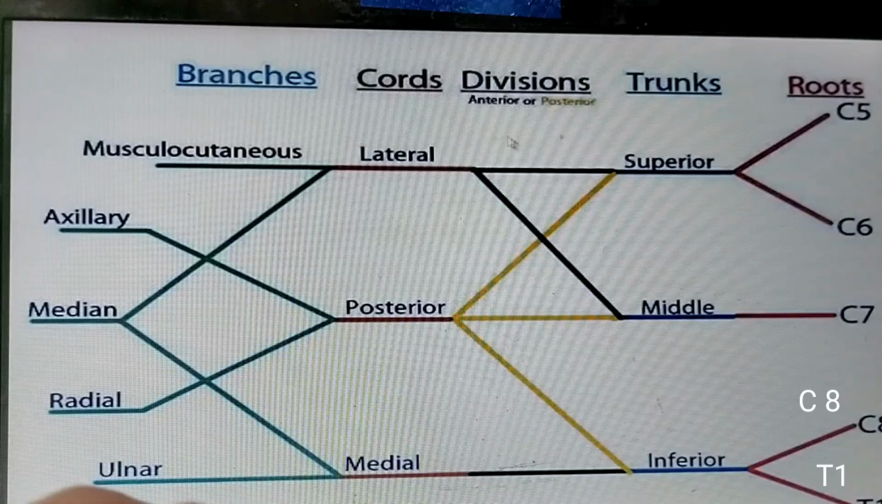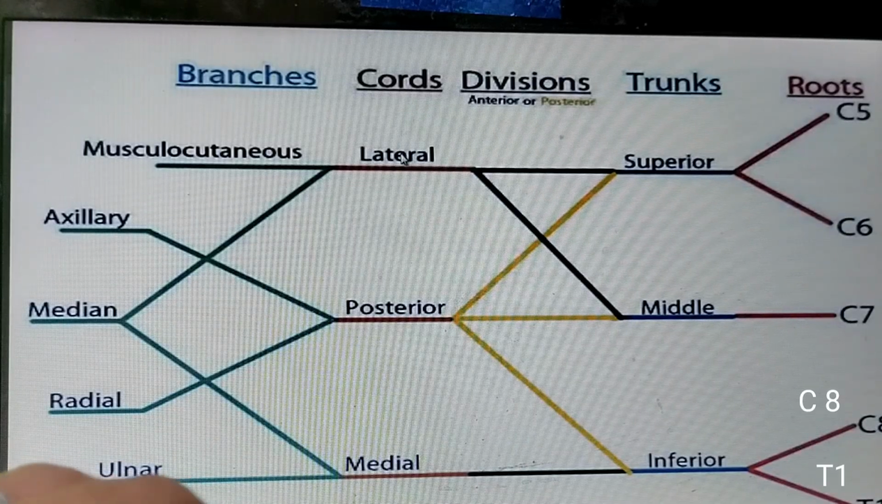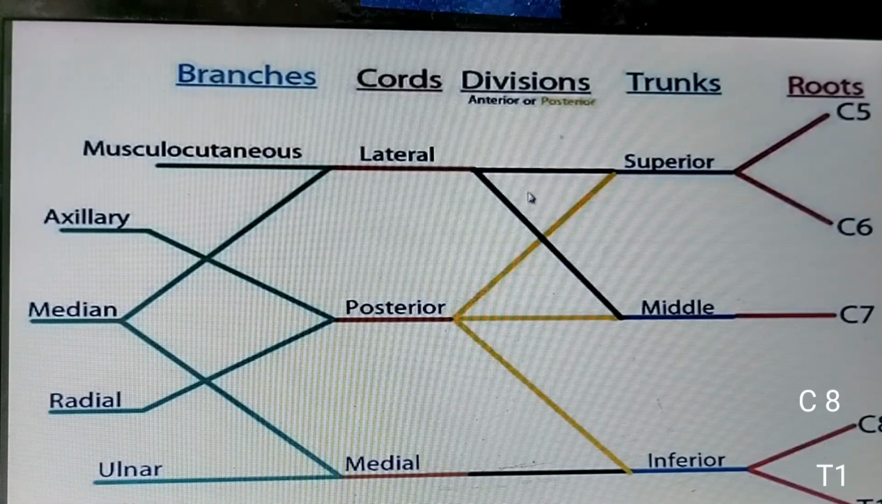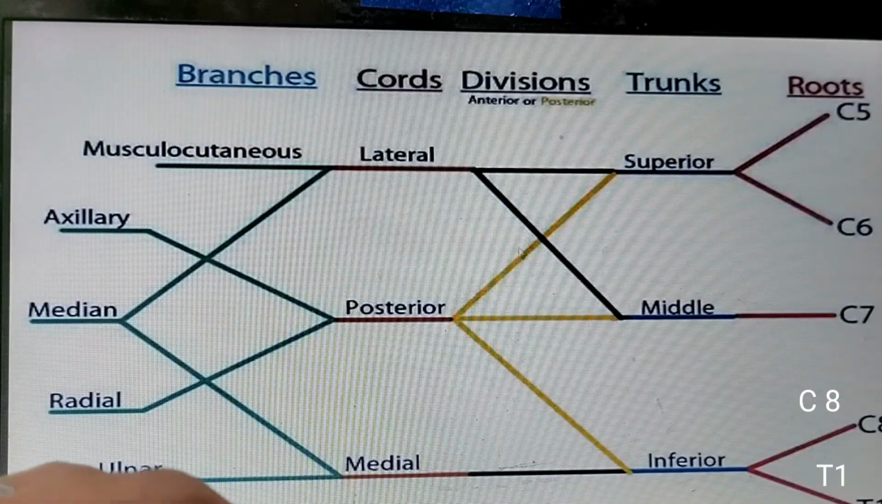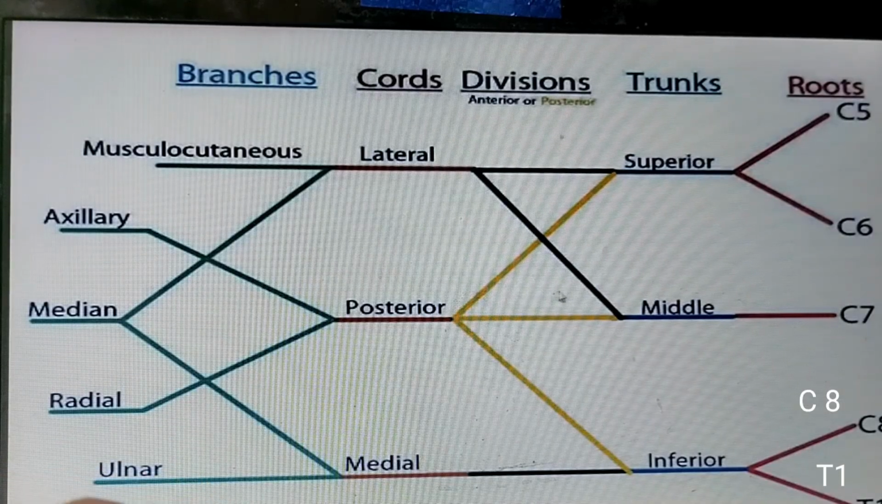The chords. Lateral chord comes from the anterior division of superior and the middle trunk. Posterior comes from the posterior division of all 3 trunks.